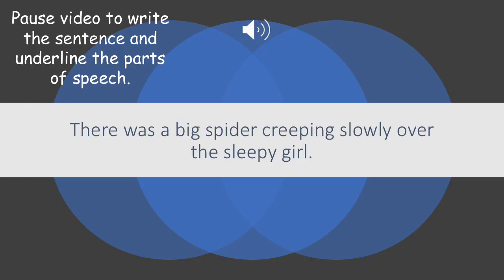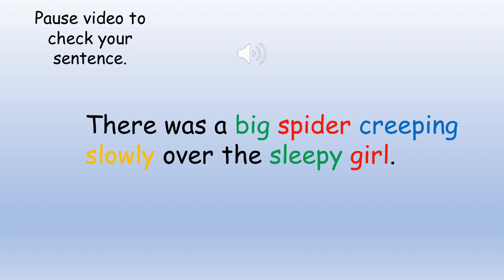There was a big spider creeping slowly over the sleepy girl. Okay, there was a big spider creeping slowly over the sleepy girl. Spider and girl are the nouns. Big and sleepy are the adjectives because big is describing the spider and sleepy is describing the girl. Creeping is your verb and slowly is your adverb because it's describing how the spider is creeping.